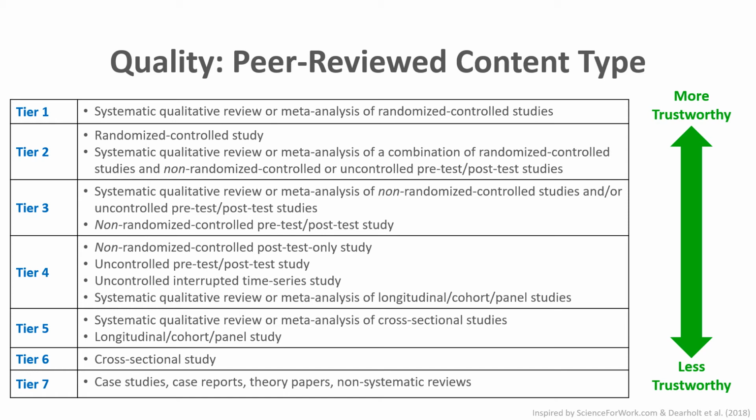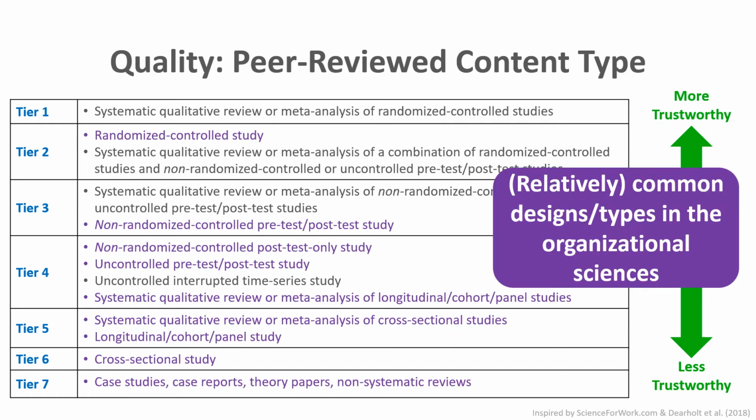Now, when we're thinking about the organizational science literatures specifically, it's going to be the peer-reviewed content types that I've highlighted, or rather that I've changed the font to purple here. These are going to be the ones that are relatively common design and types of content that we're going to find in the organizational sciences. So that includes, sometimes we do find randomized controlled studies in the organizational sciences today. There's been more of an emphasis on doing such studies. It's going to be, however, really rare in my experience to find in the organizational sciences any systematic qualitative review or meta-analysis of randomized controlled studies. We just don't typically have enough of these randomized controlled studies.